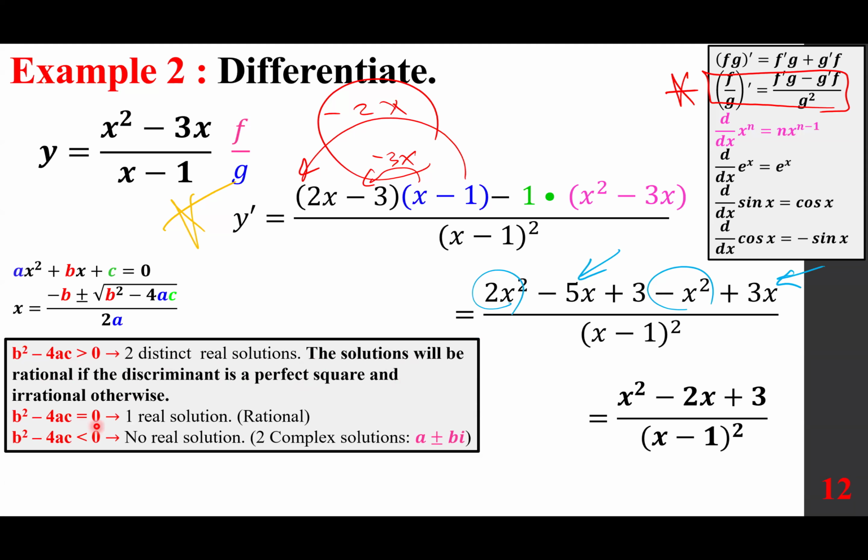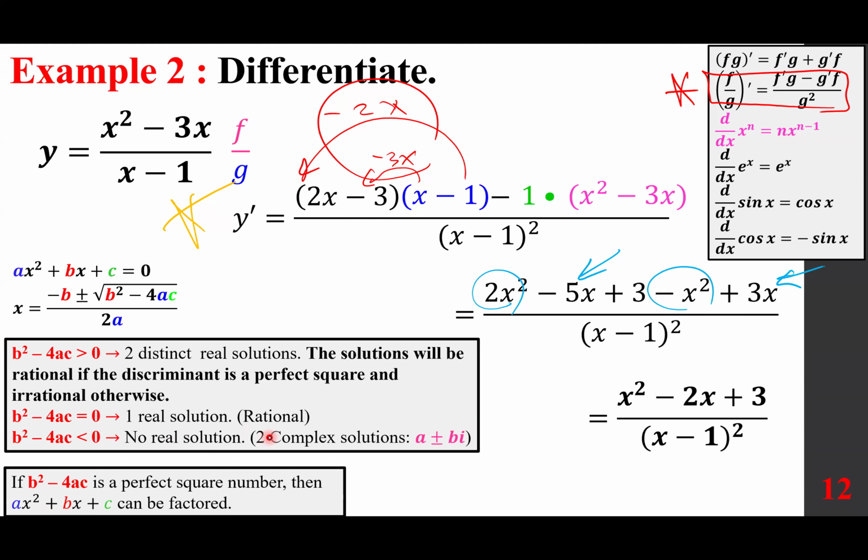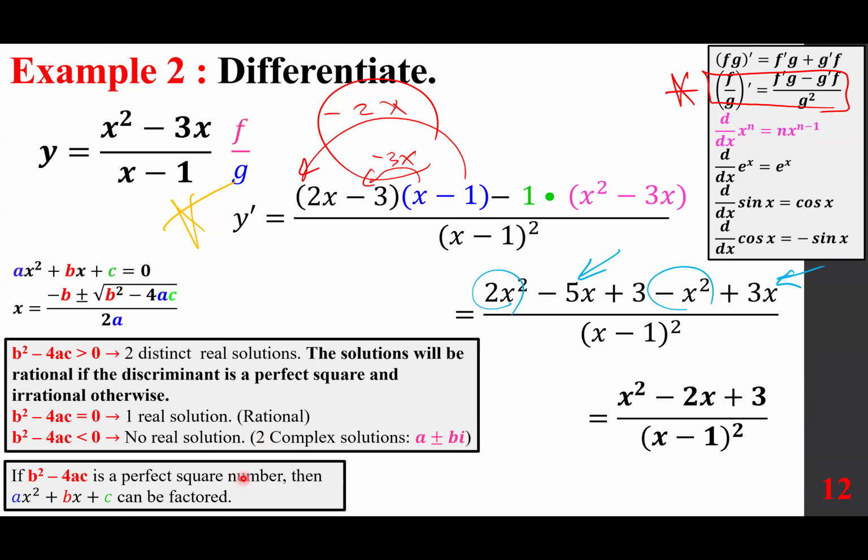If b squared minus 4ac is 0, we have one solution only. One real solution is irrational. It's being repeated. If b squared minus 4ac is less than 0, we don't have any real solutions. What do we have instead? Two complex solutions, complex conjugate of each other, a plus bi and a minus bi. Those are the solutions. And again, reminding you, if b squared minus 4ac is a perfect square number, then that expression can be factored. That's very important.